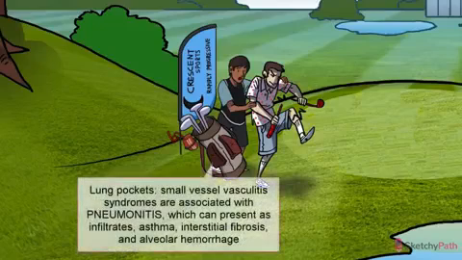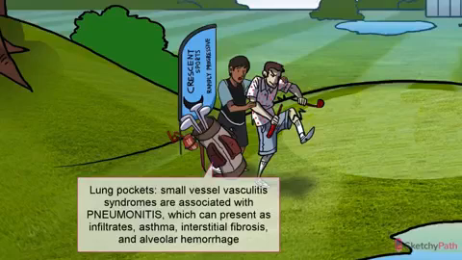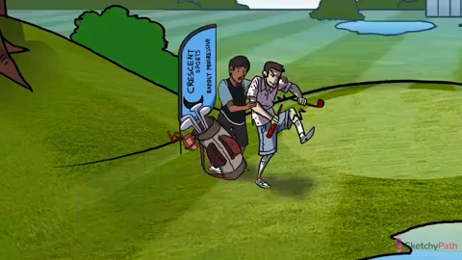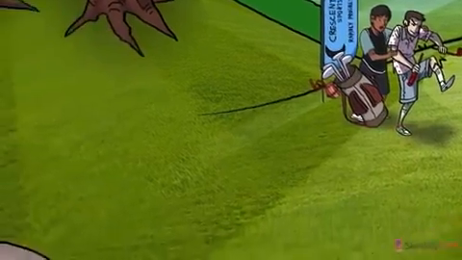The last small vessel system I want you to think about is in the lungs. Many small vessel vasculitis syndromes also cause pneumonitis, which can present as infiltrates, asthma, interstitial fibrosis, and even alveolar hemorrhage. We'll highlight the important pulmonary signs and symptoms throughout this sketch.